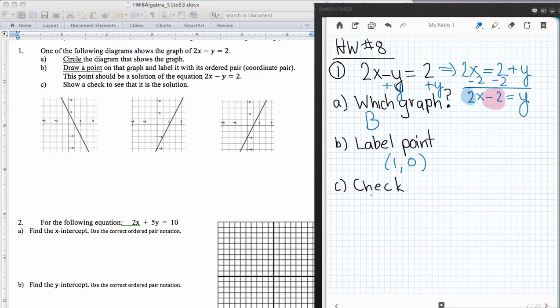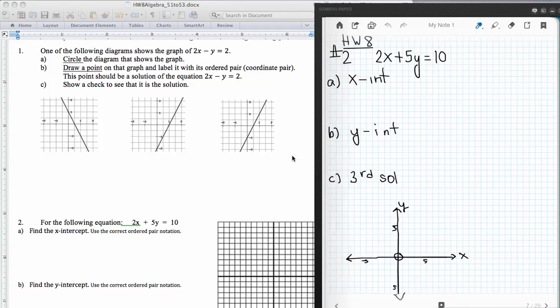Now I'm going to check to see if that's a solution. So what I need to do is put this x coordinate and this y coordinate into the original equation, not the one I've changed, the original one, just in case I made any mistakes. So 2 times x, which is 1, minus 0, which is y, is that really equal to 2? That's what I'm finding out. I'm not resolving this. I'm not doing anything but putting that in there just to make sure it's a true statement. 1 times 2 is 2 minus 0, which is still 2, and that's equal to 2. That's a check. So that is indeed my solution. So that's problem number 1.